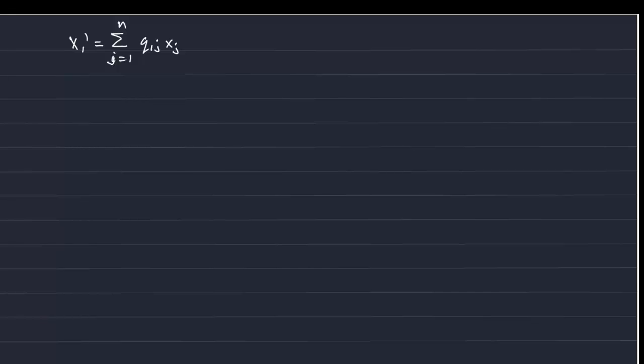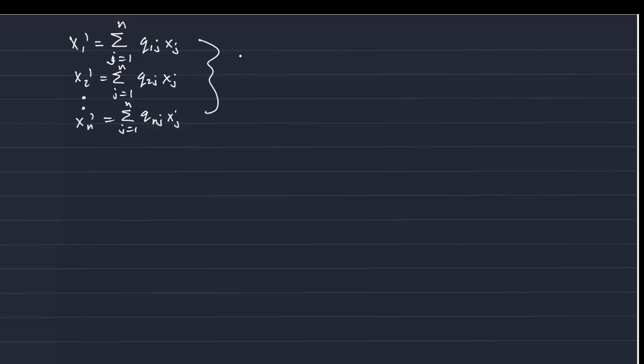And x2 prime is likewise the sum for j equals 1 to n of q2j xj. And this can be carried out all the way out to xn prime, being the sum again over j of qnj xj.